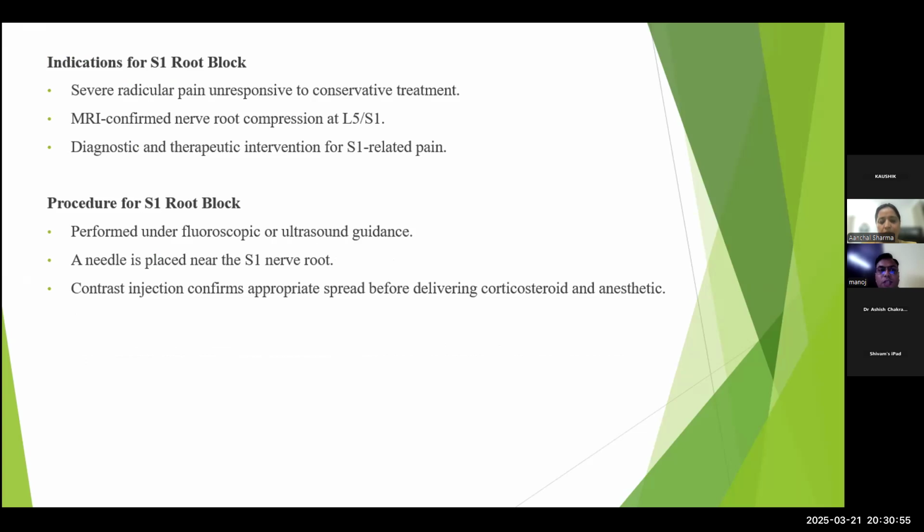Indications for S1 root block are unresponsiveness to conservative treatment, severe radicular pain, confirmed nerve root compression at the L5-S1 level on MRI, and for diagnostic and therapeutic intervention for S1-related pain. This procedure is usually performed under fluoroscopic or ultrasound guidance. Usually a 22 gauge or 23 gauge spinal needle is placed near the S1 root, and to confirm the needle tip position, we give contrast before giving the drug.